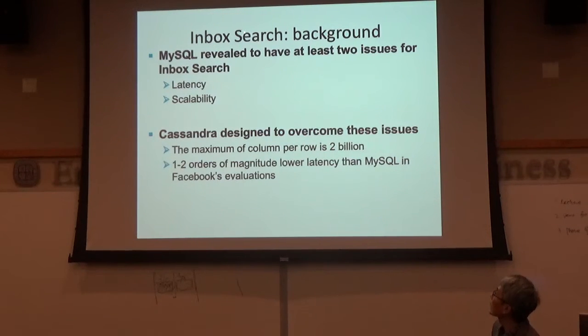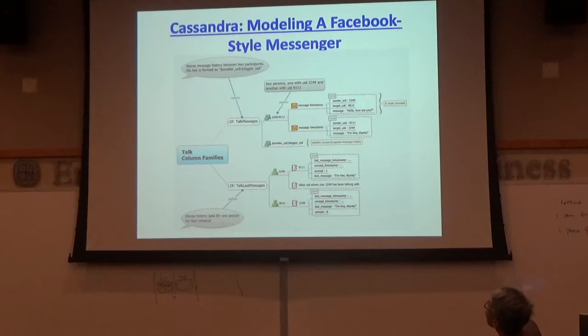It's for the inbox search, actually a study from Facebook. Facebook first used a MySQL relational database. They realized that it could not address the problem of response time as well as scalability. So to support latency and scalability, let's take a look at the example of the messenger.